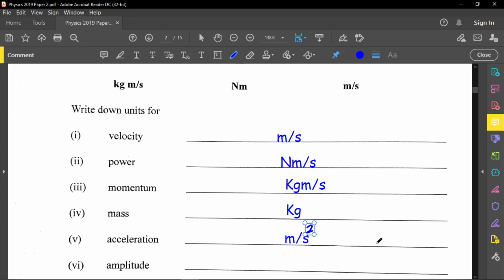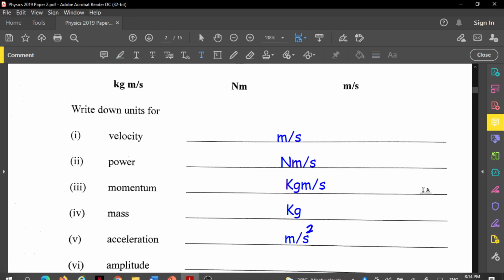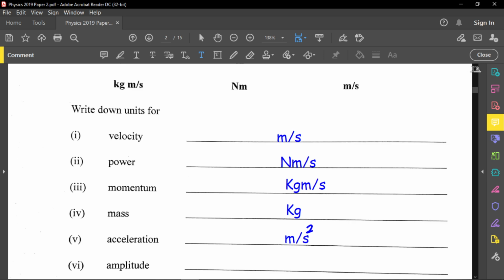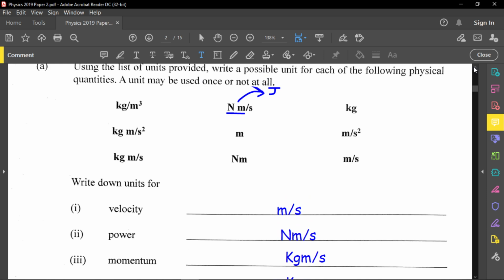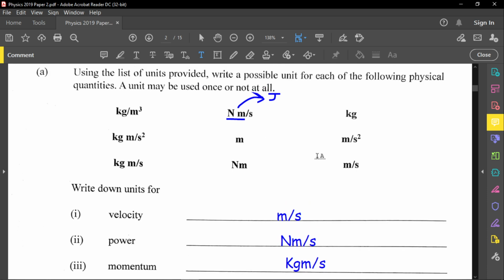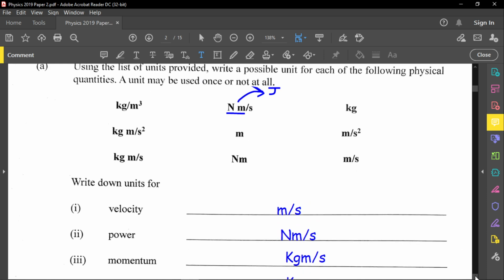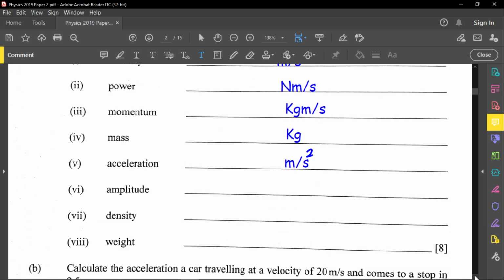All right, great. And now amplitude. Amplitude is a form of distance, which is the height of the crest or the depth of the trough. So that could be in centimeters. It could be in meters. It could be in millimeters as well, but anything that deals with distance, we're good. Yeah, we have it right here, meters. So we could use meters to measure the amplitude of a wave. So meters is good.